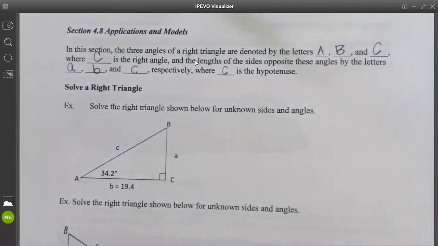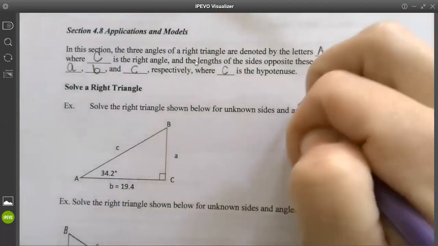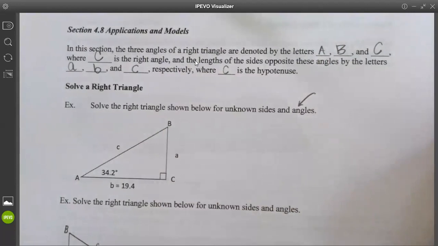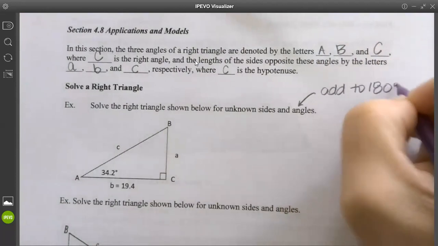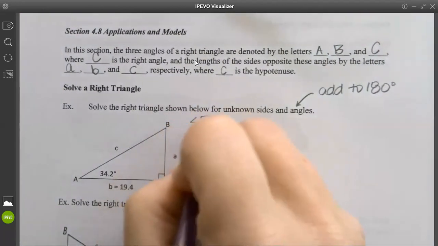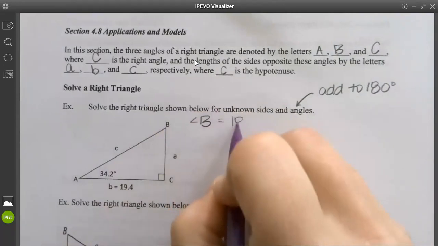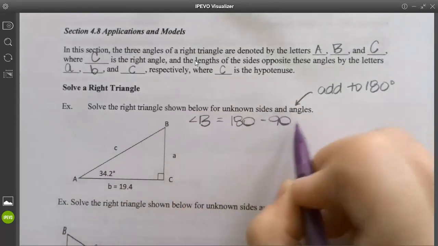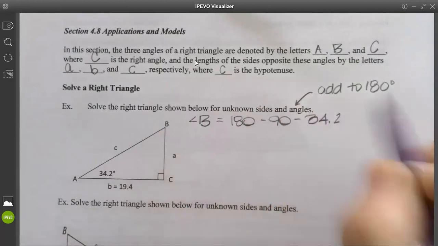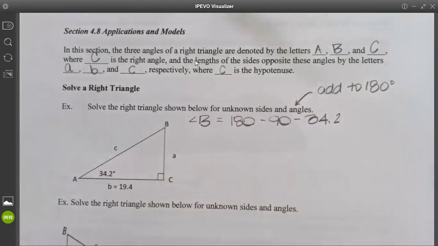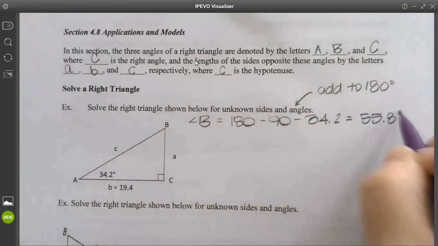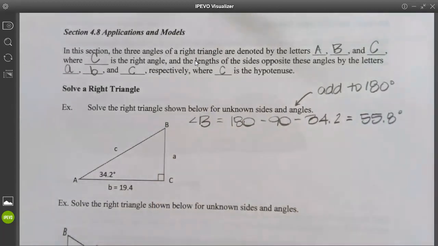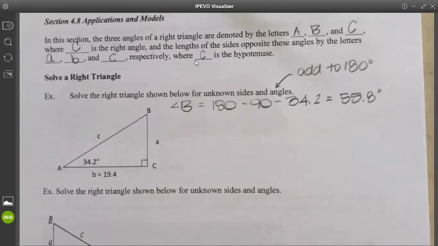What do we know about a triangle's angles? They add to 180. So to find angle B, we can do 180 minus our right angle 90 minus the other angle that they gave us. And when we put that in our calculator, we get 55.8. Now we need to find A and C. You can choose whichever one you would like to.